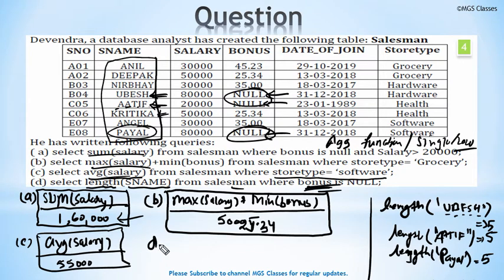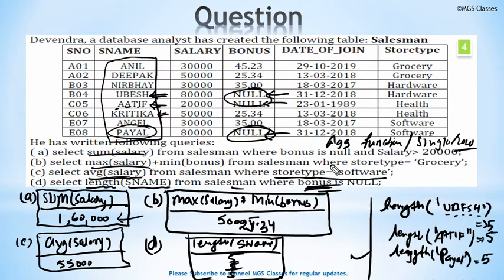So the output for this query will be what? Length of s name, and then we will write 5 5 5, 3 times. So this way you will write the answer. This is 5, this is 5, and this is also 5. So this way you can answer. A, B, C, D, these are the portions of this question, and if you write the output like this, you will get 4 out of 4 marks.